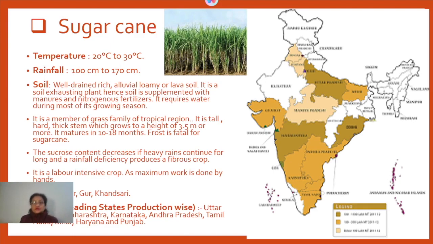The next thing is the sucrose quantity. The sucrose content in the sugarcane is the main thing we need for the production of sugar, gur or khandsari. The sucrose quantity can decrease when there is heavy rain continuously for a long time. As I told you earlier, heavy rain is harmful on one side.